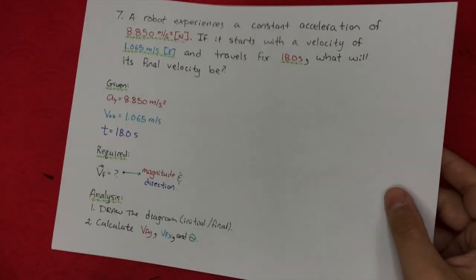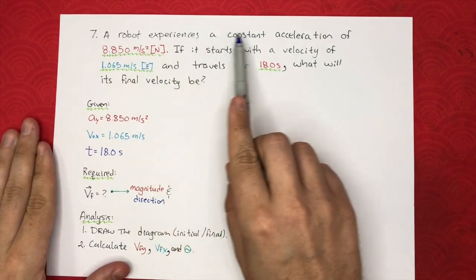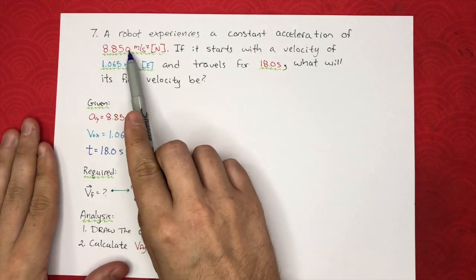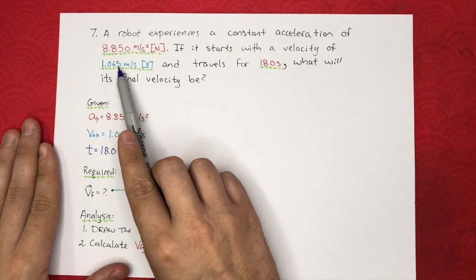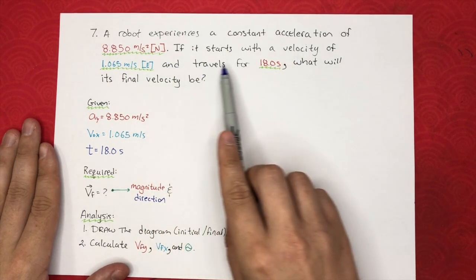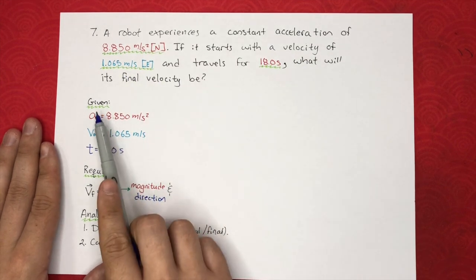So let's take a look at this question right here. This question reads, a robot experiences a constant acceleration of 8.850 meters per second squared north. If it starts with a velocity of 1.065 meters per second east and travels for 18 seconds, what will its final velocity be? Let's take a look at the given information first.